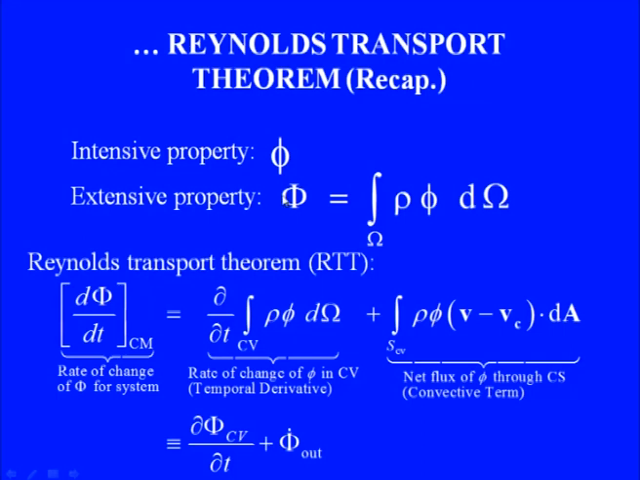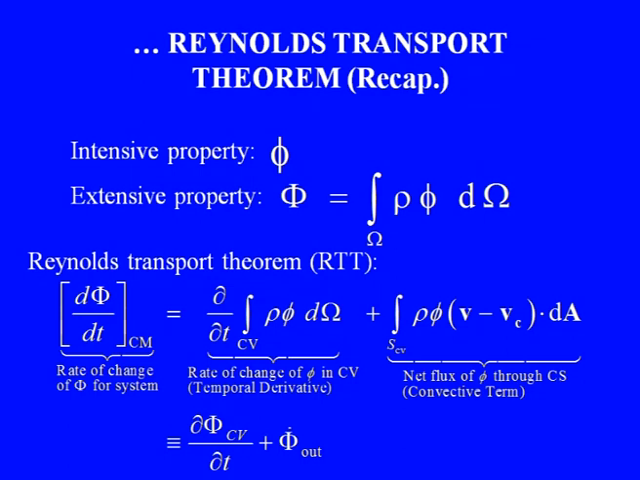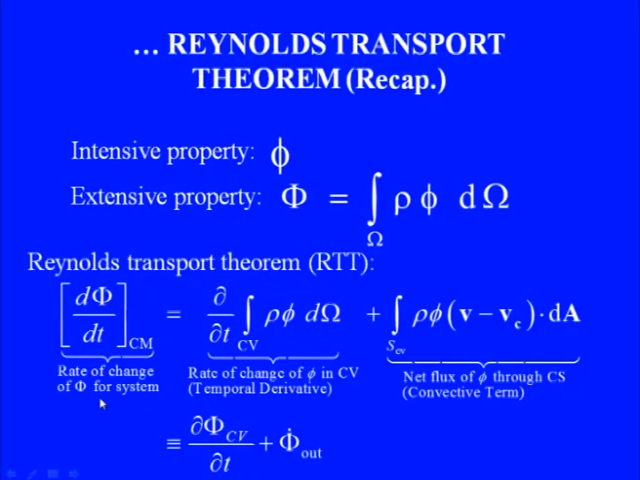Let's say that we have an extensive property, capital phi. Capital phi could be mass, momentum, or energy, and the corresponding intensive property, that is property per unit mass, we denote by small phi. So capital phi is defined as the volume integral of rho phi d omega. Now the statement of the Reynolds transport theorem was that the rate of change of phi for the system, that is d phi by dt, for this control mass system, that is the system whose mass is fixed, consists of two parts when we represent it in terms of the integrals for the control volume.